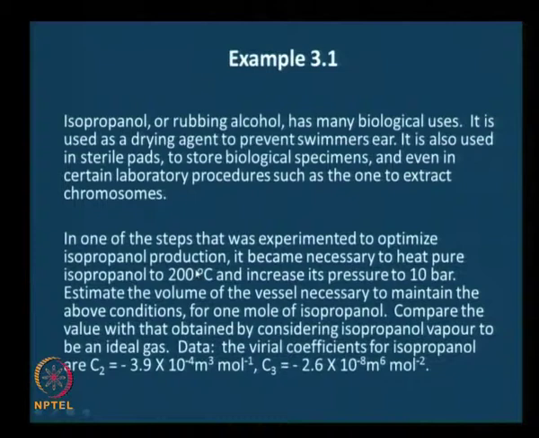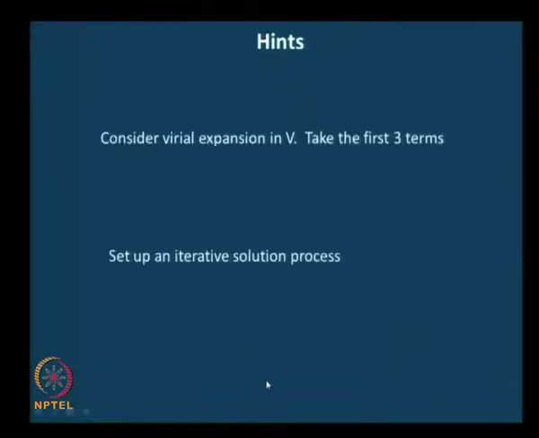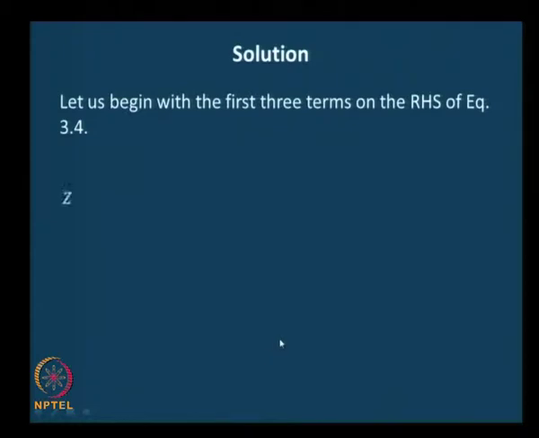This was the problem regarding isopropanol, and we said that we are looking at isopropanol at 200 degrees C and 10 bar, and we needed to estimate the volume of the vessel necessary to maintain the above conditions for 1 mole of isopropanol. Therefore, you have pressure, temperature here, and you are asked to find the specific volume or the molar volume for 1 mole, and the virial coefficients in terms of the volume expansion, C2 and C3, were given, and then after a couple of hints we went ahead with the solution.